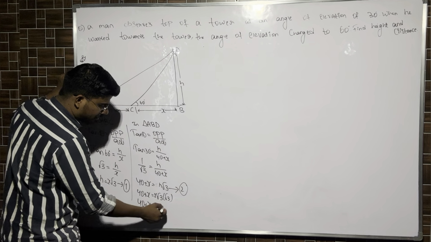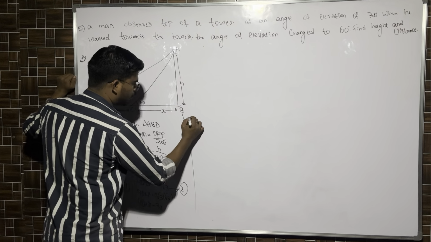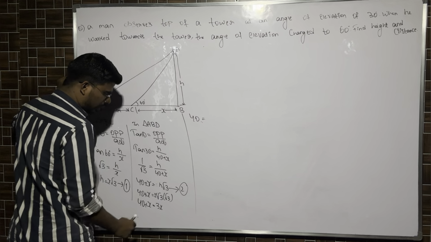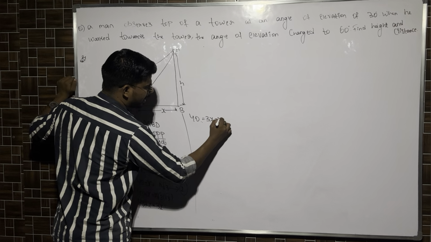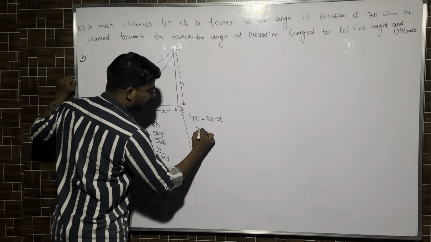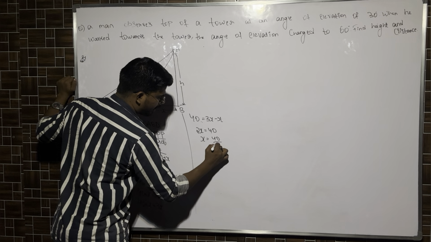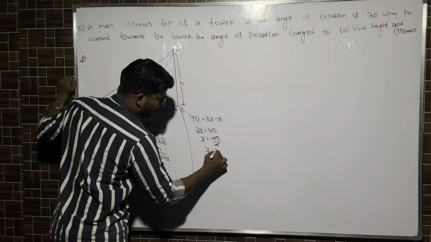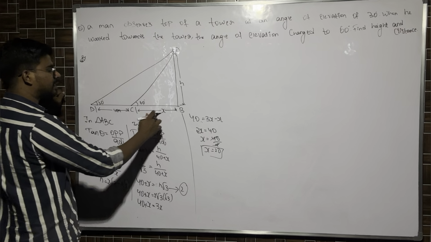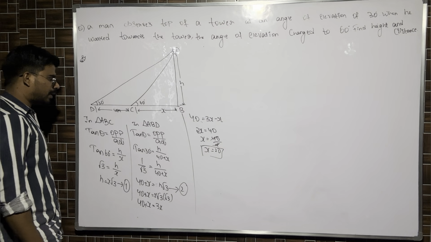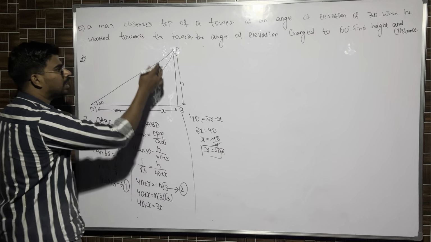Now plus x, if I transfer that side, it will become minus. So 40 is equal to 3x minus x. 3x minus x is nothing but 2x. 2x is equal to 40. x is equal to 40 divided by 2. x is equal to 20. What was x? x is the distance that he travelled towards the temple. x is 20 meters. Now we have to also calculate the height of the tower.